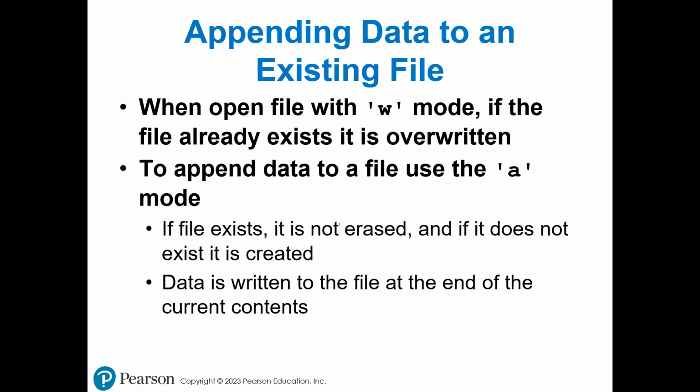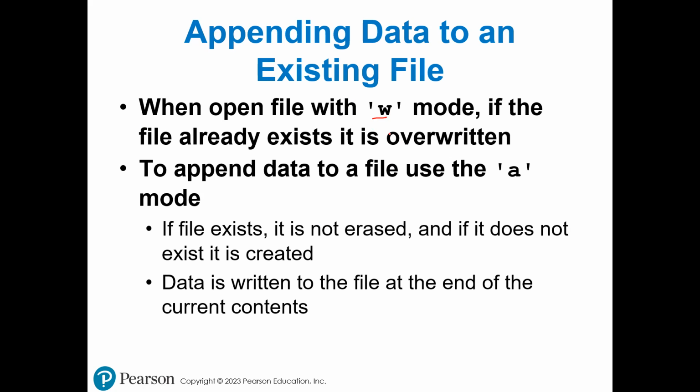Now, the difference between the two modes of writing and appending. When you open a file with writing mode, W right here, writing mode, if the file already exists inside of your directory, it's going to be overwritten, which just means all of the contents of the file that have been existing before you opened the file with the W mode, they're going to just be deleted. They're not going to exist anymore. Everything that you are putting into a file is going to be the only thing that exists inside of that file. So everything that has been stored in there previously will be deleted.